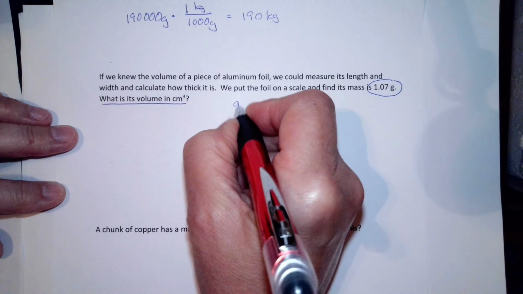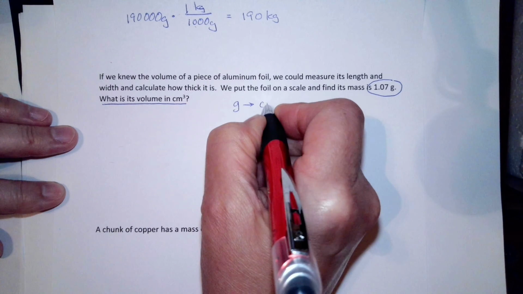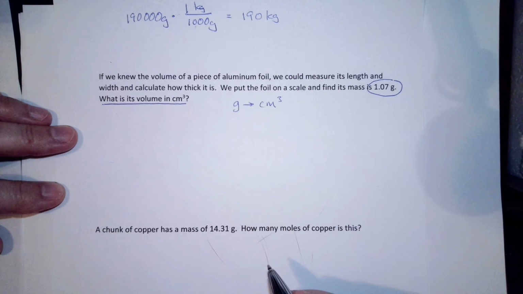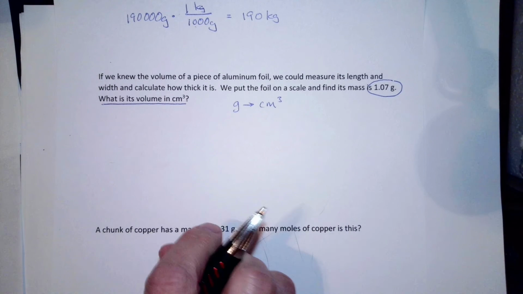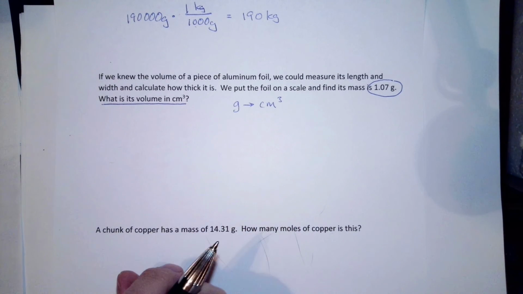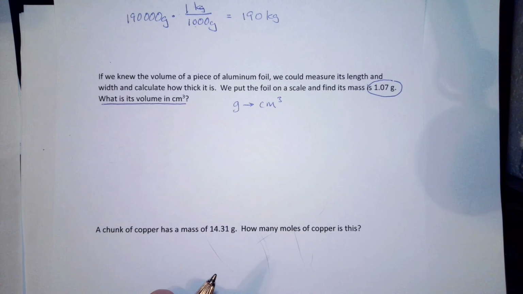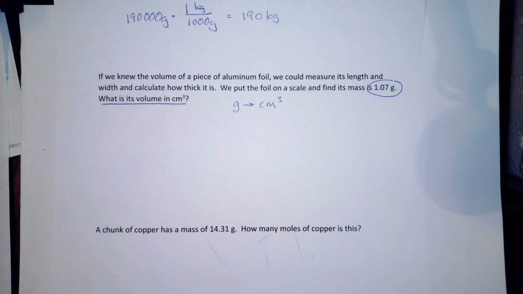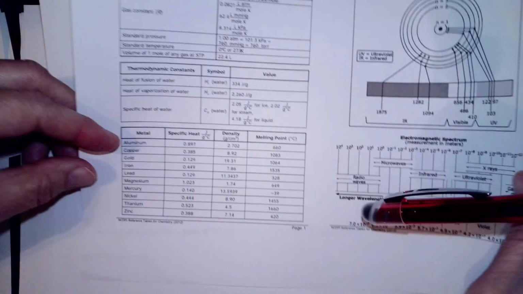So let's write down where we're going here, from grams to centimeters cubed. So, in order to do a conversion, we need a relationship. What relates grams to centimeters cubed? They are different kinds of quantities. Grams are mass, centimeters cubed are volume. However, we spent a whole week studying density, and we know that the density of something relates its mass in grams to its volume in centimeters cubed.